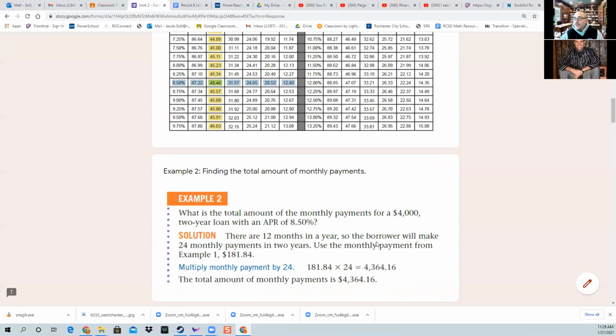That is the total amount this person would have paid in terms of their monthly payments for this particular loan. They borrowed $4,000. They paid in total $4,364.16. You see that? If you're borrowing money, you've got to pay interest. You've got to pay all the $4,000 back, plus there's going to be interest on top of that. That's why this number, $4,364.16, is bigger than the principal borrowed.